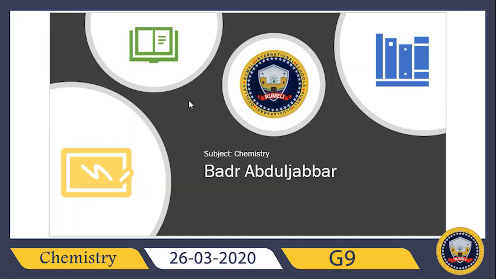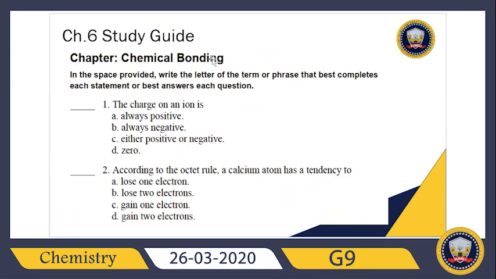Okay. So we have finished chapter 6. And now, as always, we answer the study guide together. I chose a few questions and made it as a study guide. And as always, we solve it together so we can understand the chapter, then we move to the next. So let's start together.